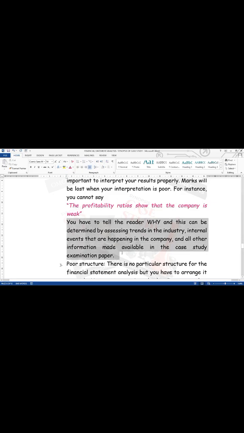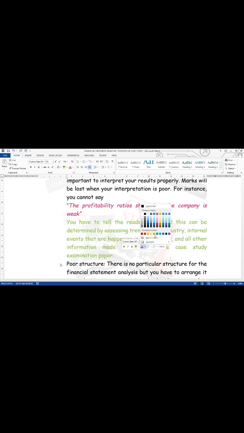And I was saying that this can only be done when you assess trends in the industry, internal events that happen in the company, and all other information made available in the case study examination paper. In the case study, you can have more than 20 pages. All those pages are not irrelevant. They're telling you about the company and the industry, so that you can determine why profit is reducing.